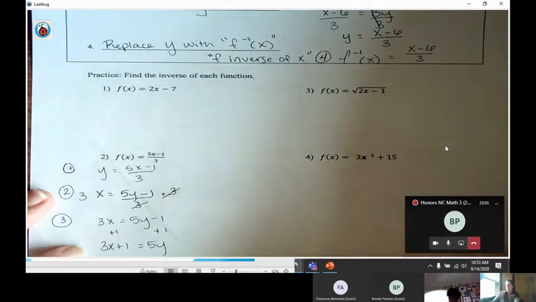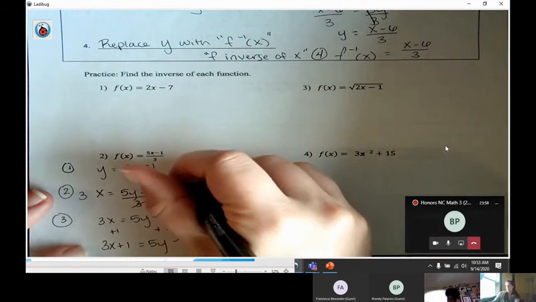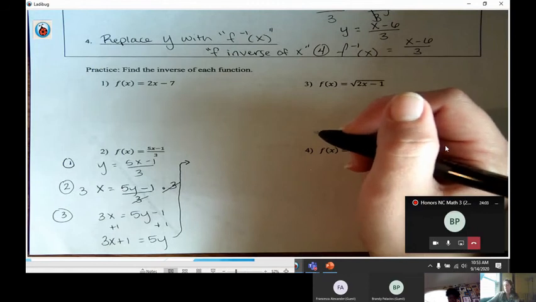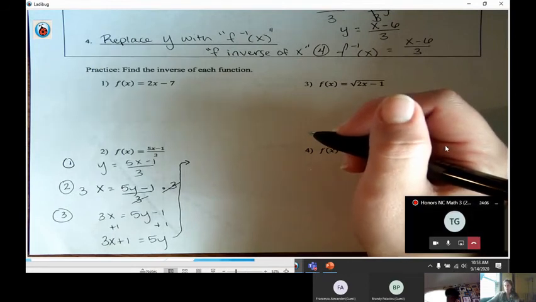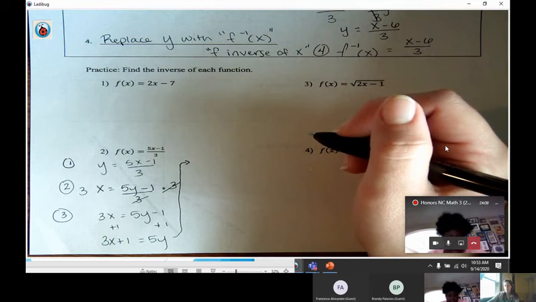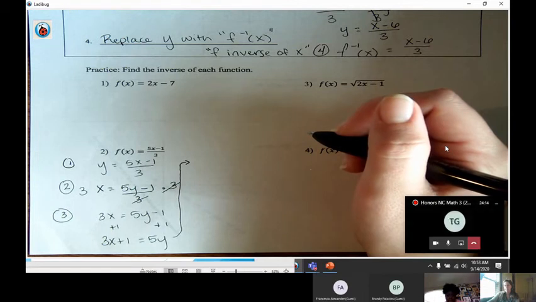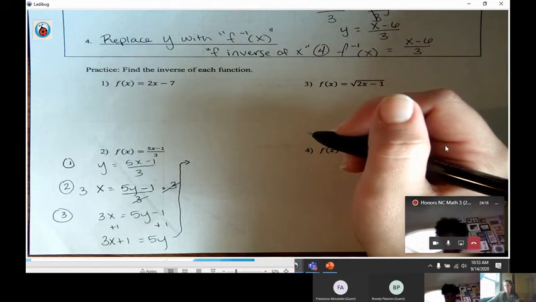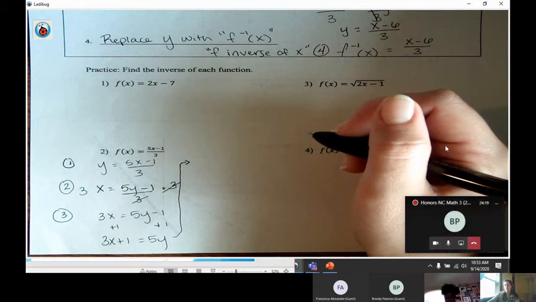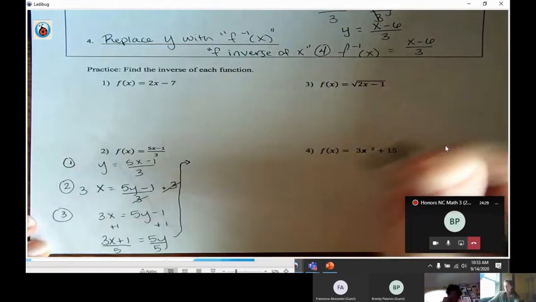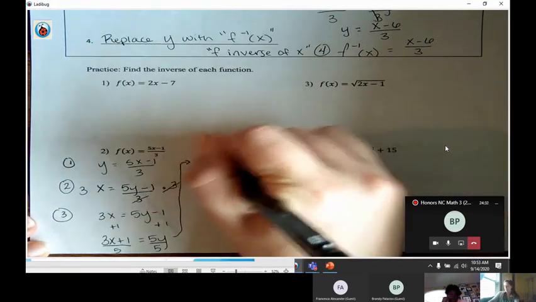And then Tanaya, very last step, within step 3. How do I get that y by itself? Tanaya, maybe your microphone's off. I can't hear you, but you keep popping up still. You divide, right? Yeah, perfect. Very good. So I'm going to have that (3x plus 1) over 5 is equal to y.